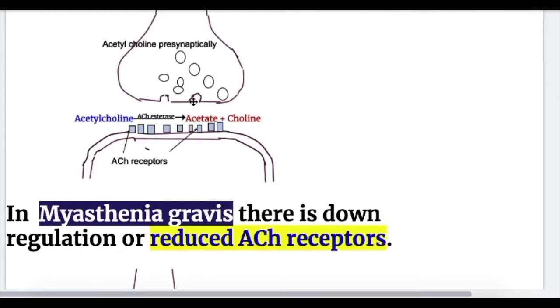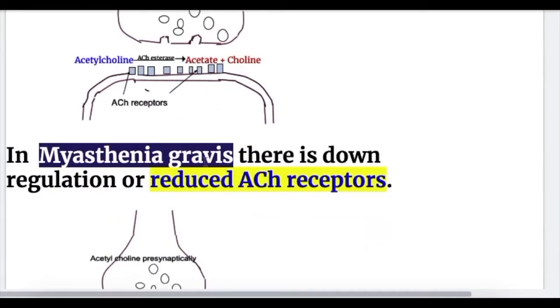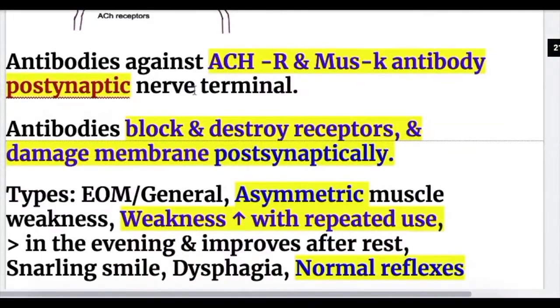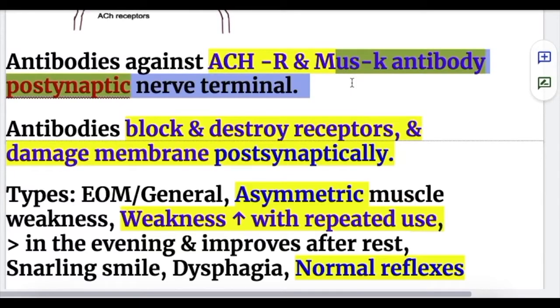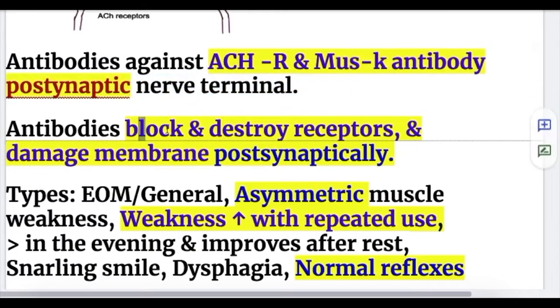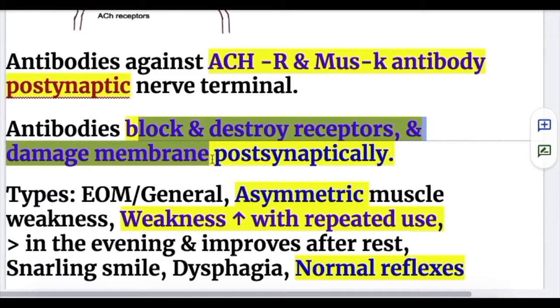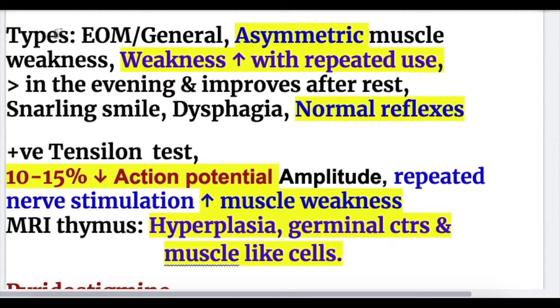Acetylcholine is released from the presynaptic terminal, and the acetylcholine receptors are present postsynaptically. So there is a decreased number of acetylcholine receptors due to antibodies which destroy them. So in myasthenia gravis, there is downregulation or reduced acetylcholine receptors. Antibodies against the acetylcholine receptor and muscle kinase antibody act at the postsynaptic nerve terminal, and they block and destroy the receptors and damage the postsynaptic membrane. Now, different types of myasthenia gravis. One affects the extraocular muscle, or it may be generalized, causing asymmetric muscle weakness.